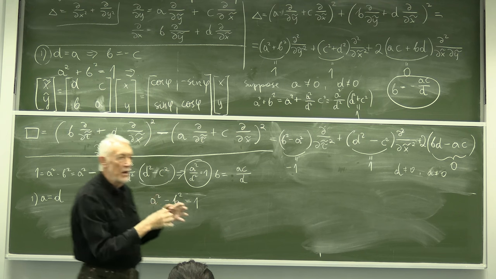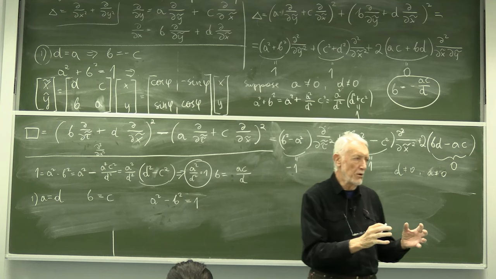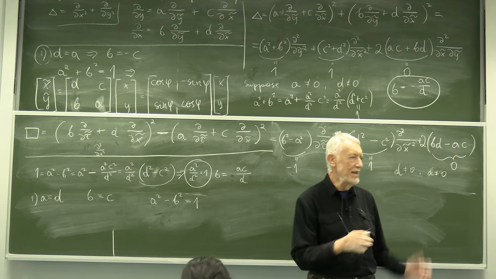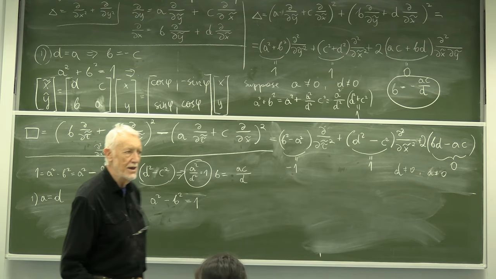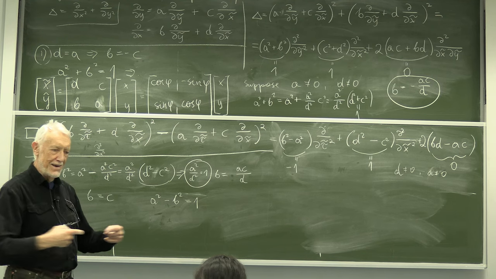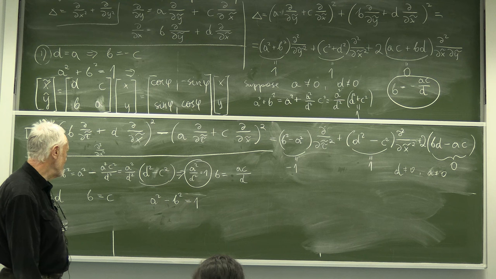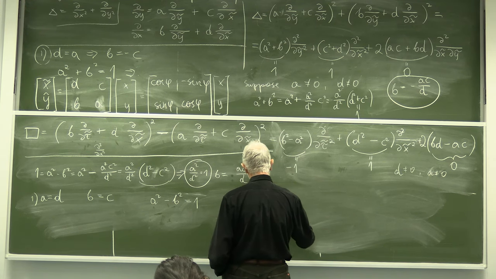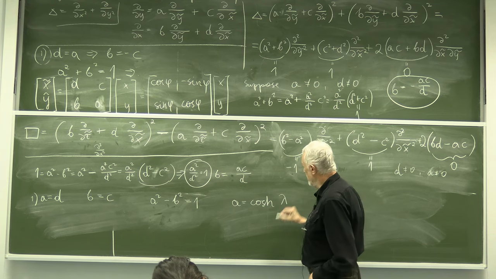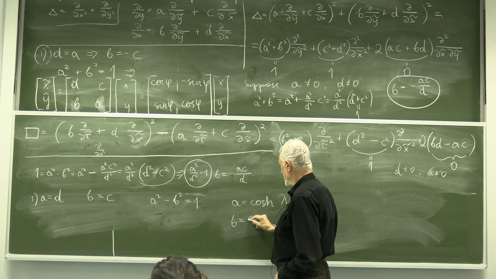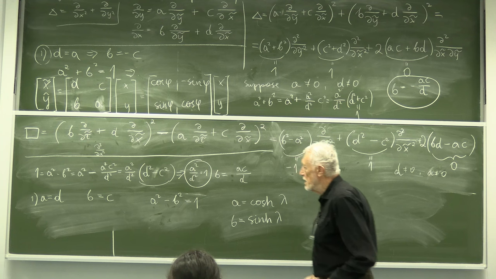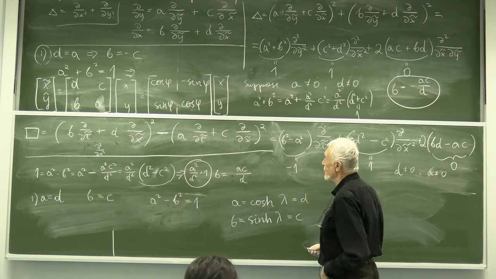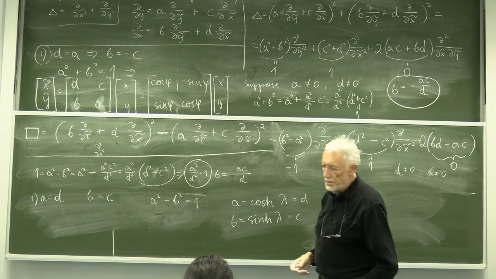Therefore, there, sine and cosine were symmetric in a sense, because after rotation by half of pi, cosine becomes sine, and so on and so on. Here there is no such a symmetry. There is no symmetry between time and space. Therefore, A is equal hyperbolic cosine of some parameter, let me call lambda, and B is equal hyperbolic sine of the same parameter, and then this also is equal to D, and this also is equal to C.